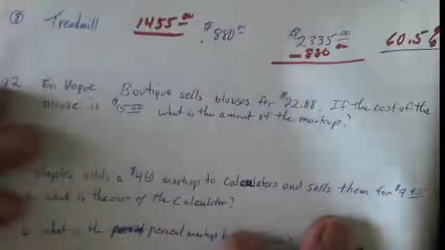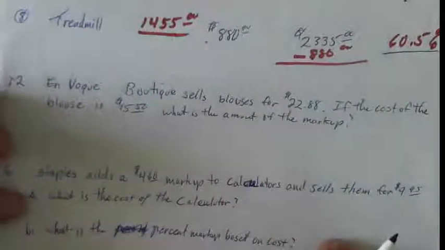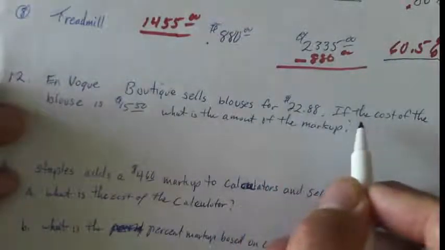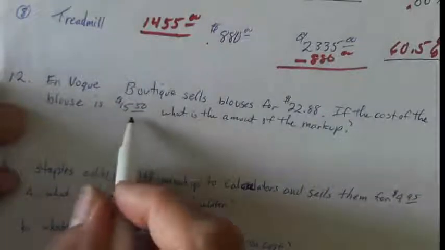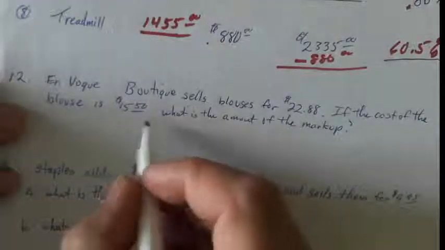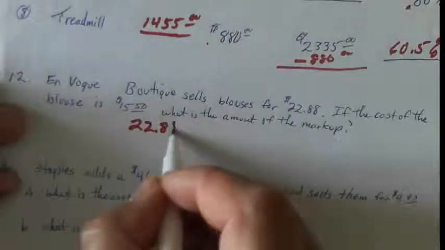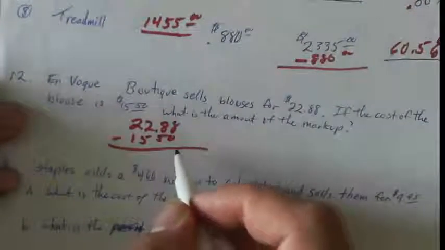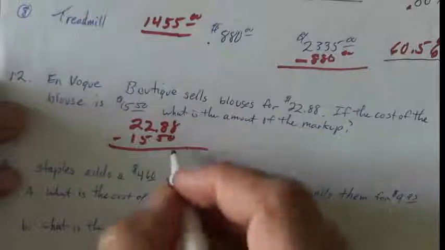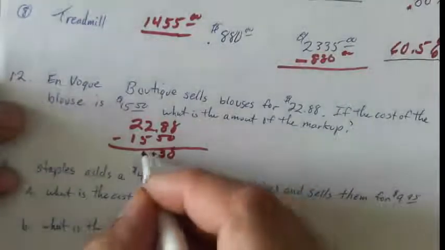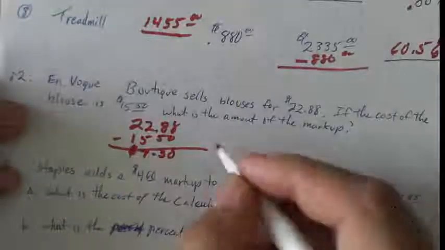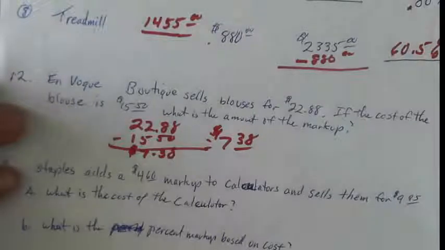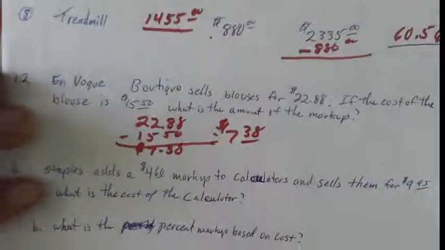They give us a couple of word problems based on the same thing we've been working at up here, just moving the data around. Elbow Boutique sells blouses for $22.88. If the cost of the blouse is $15.50, what is the amount of the markup? Well, okay. We know the selling price, and we know what we paid for it. Well, basically then we're just going to subtract, right? We can just do this one real quick on our paper. So $7.38. Just simply subtract. Okay, so again, it's just figuring out what they're asking you with the word problems.